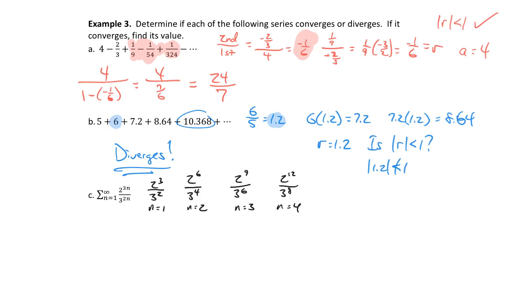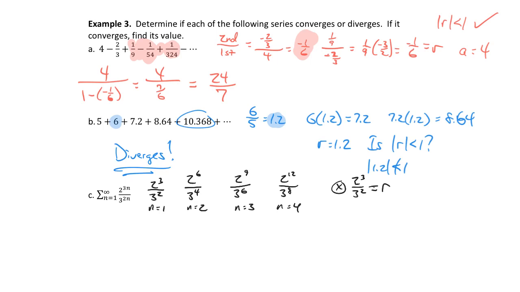Is there a common value that we keep multiplying by each time? Well, what do I multiply 2 to the 3rd by to get 2 to the 6th? I multiply by 2 cubed. What do I multiply 3 squared by to get 3 to the 4th? I multiply by 3 squared. Each time we're multiplying by 2 cubed over 3 squared. If you multiply 2 to the 9th over 3 to the 6th by 2 cubed over 3 squared, we end up with 2 to the 12th over 3 to the 8th. That will be our common ratio.